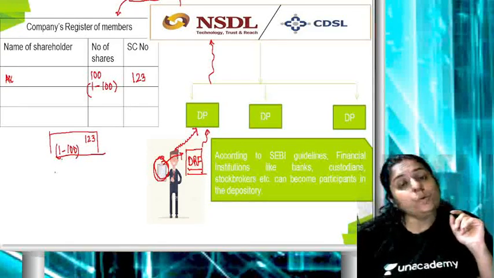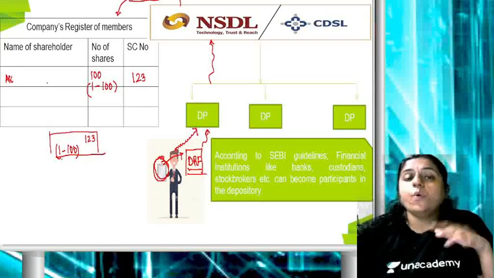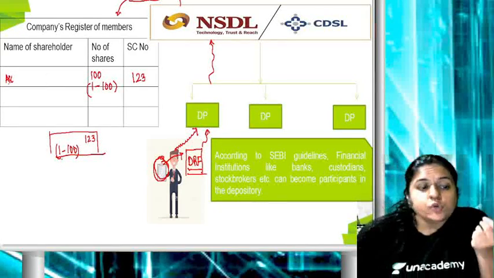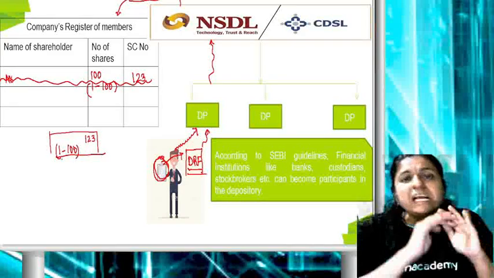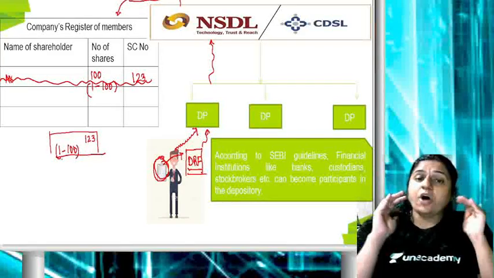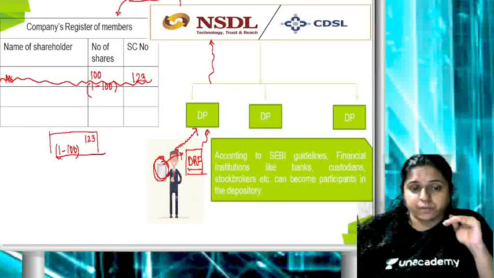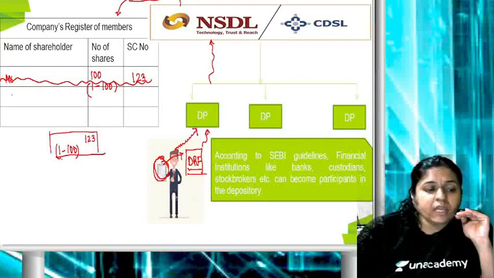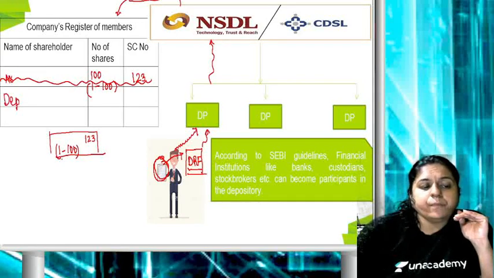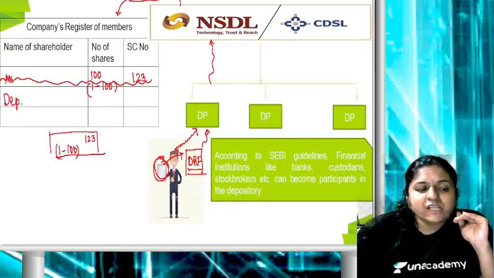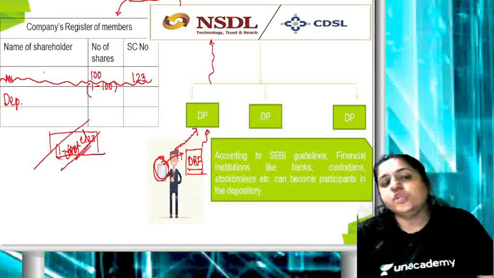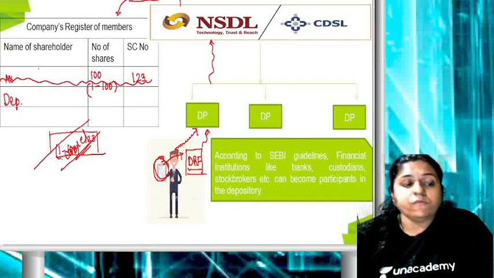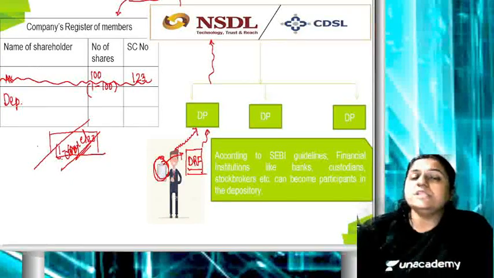Now what will happen to this share certificate? Obviously they want to convert it into electronic form. So they will cut the name of Akshay Kumar from the register of members, and instead of him they will put the name of the depository. Once they cancel the name, they cancel the share certificate also. So the share certificate is cancelled along with the name of the shareholder, and instead, the depository's name is entered.